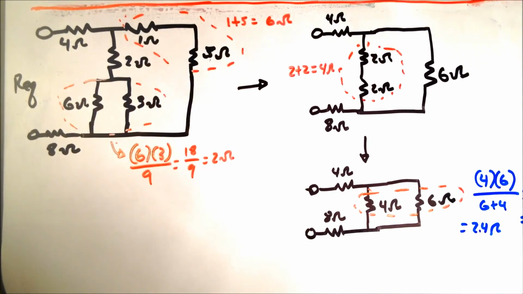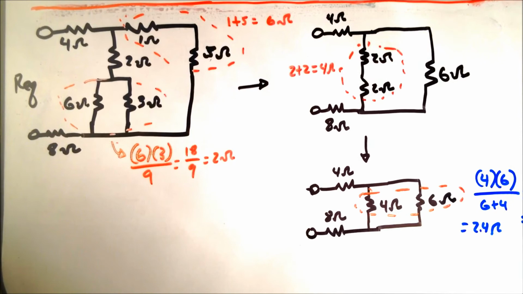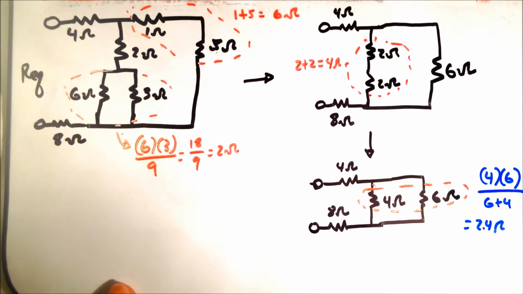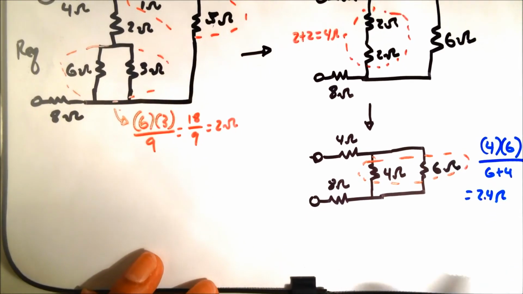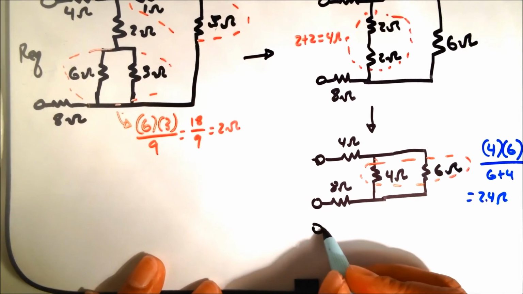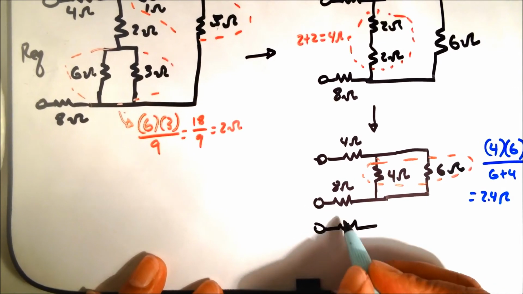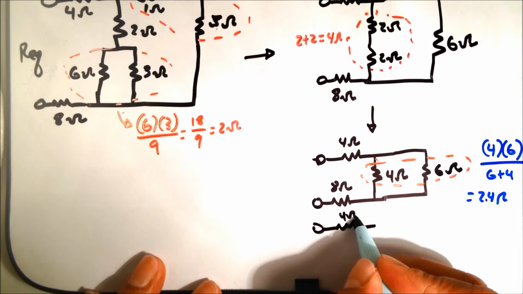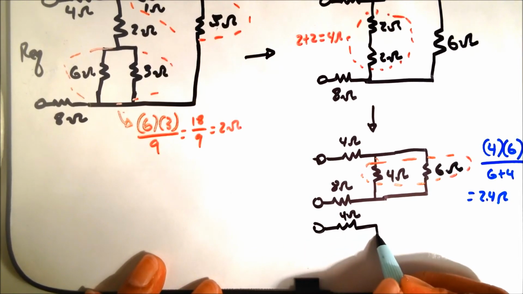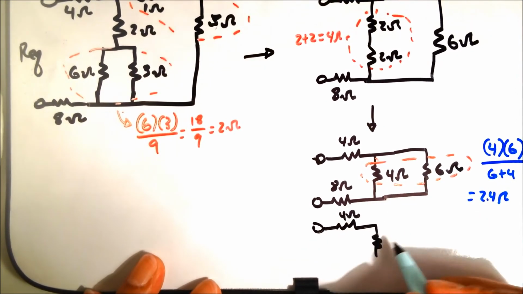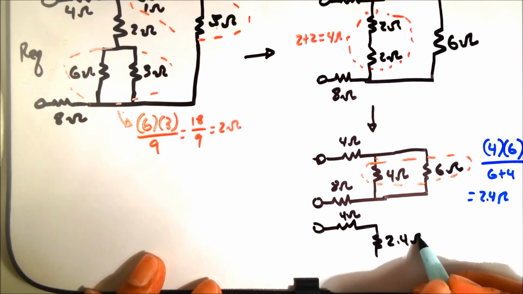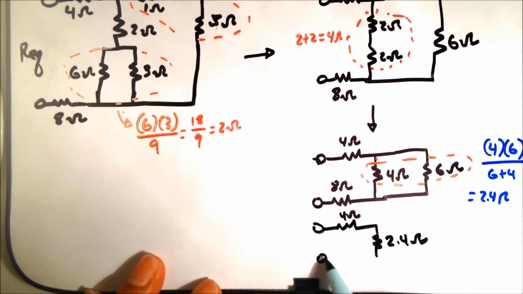I know my symbols look kind of funky. So we can redraw this circuit one more time. Let's see, is there enough room at the bottom here for it? Yeah, sure, we can try to fit it in there. We can redraw it here. 4 ohms, and then we have the new equivalent resistor here of 2.4 ohms, and then we have our 8 ohms here.